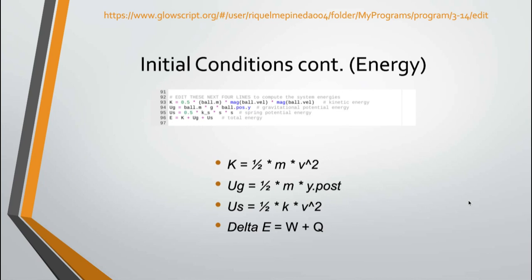And so here are the equations. K equals 1/2 times mass times velocity squared, so we just put that in with the values of the ball. The same goes for potential energy of gravity, mass times gravity times the y position. Then for the spring potential energy, we do 1/2 times k times S squared, and again delta E equals work plus Q. And so we just put all of those in.